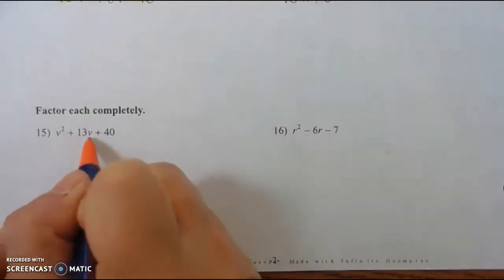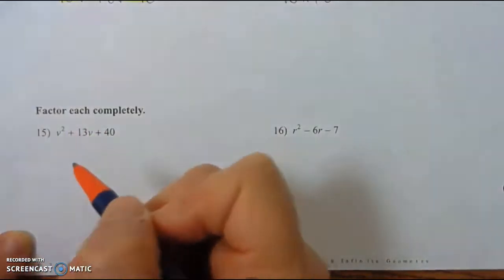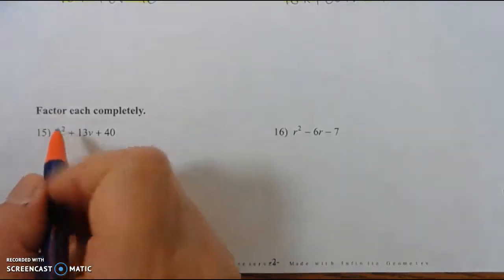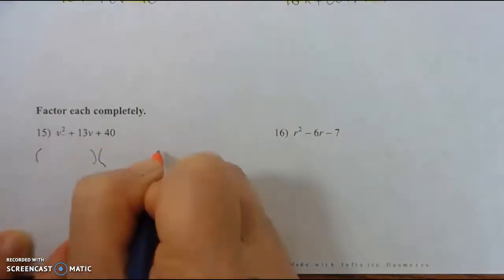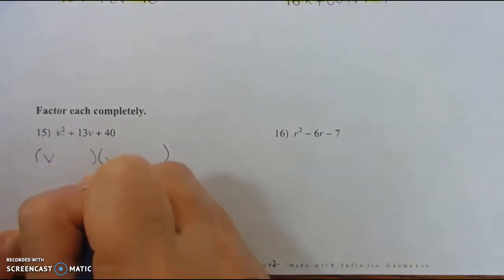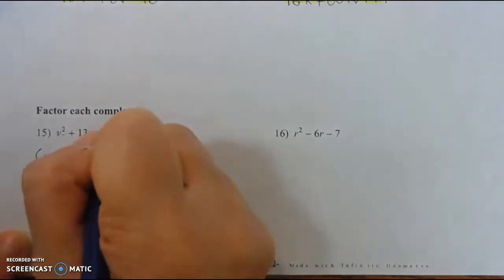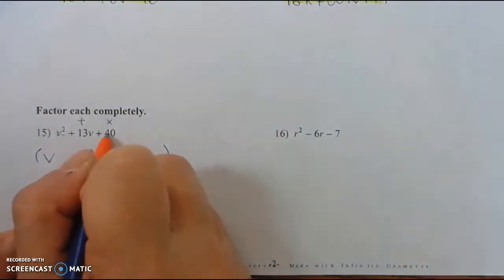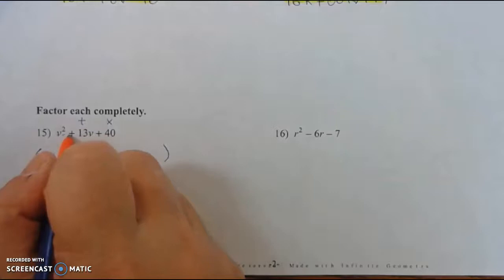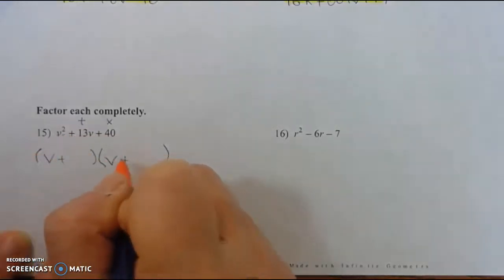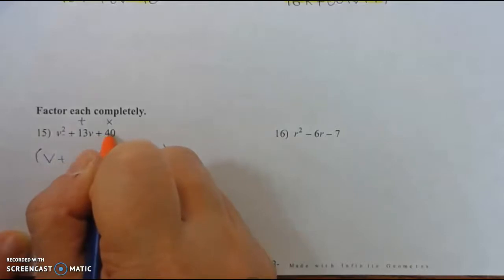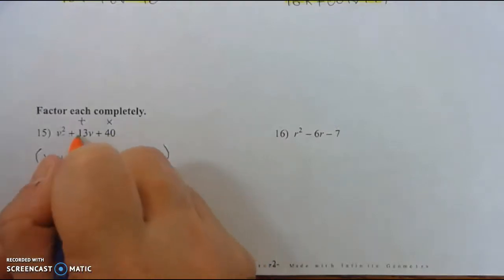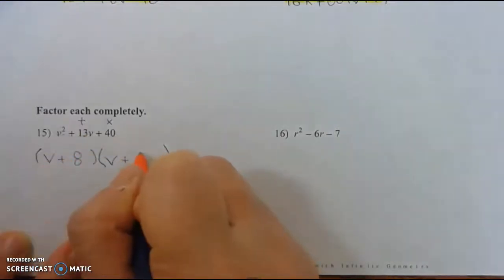v squared plus 13v plus 40. Factor each completely. Well, look at the numbers. There is no leading coefficient. There is no number in front of the v squared. So this is my easy factoring. So I can start by putting v here and a v here. So I'm looking for two numbers that multiply to 40, but that add to 13. What are the two numbers? Well, since it's positive and it adds to the positive number, it has to be both positive numbers. And two numbers that multiply to 40 that add to 13, 8 times 5, right? 8 times 5 is 40, 8 plus 5 is 13, so it's going to be 8 and 5.